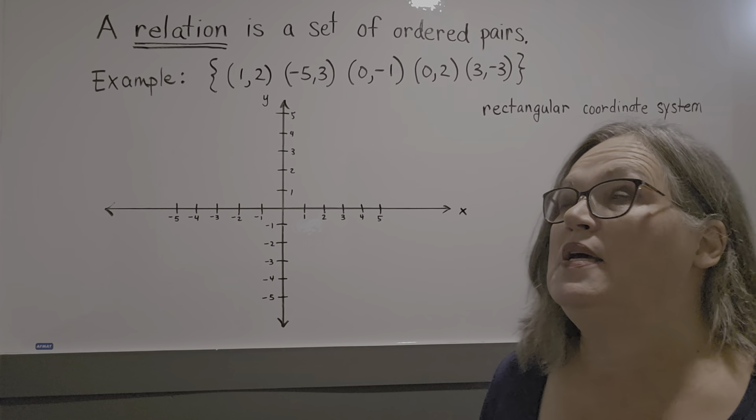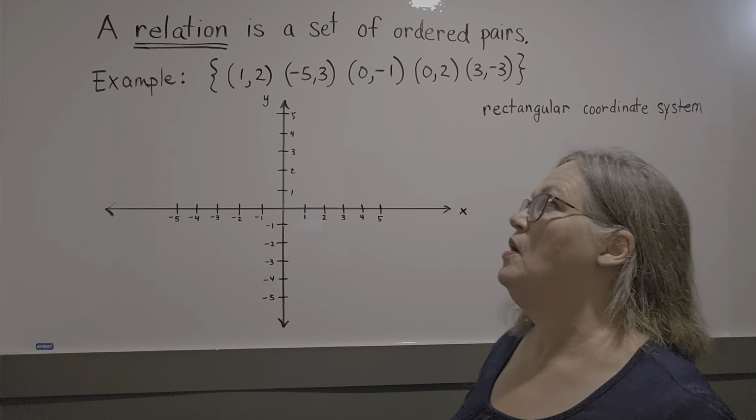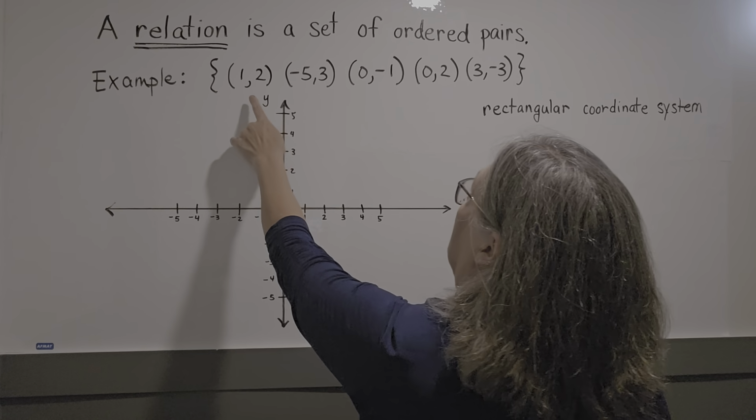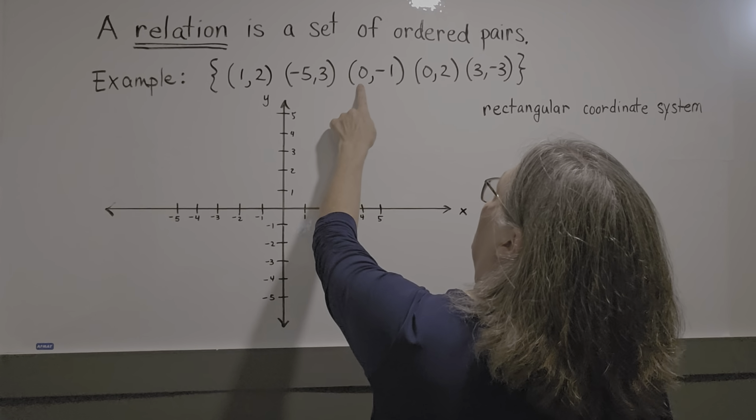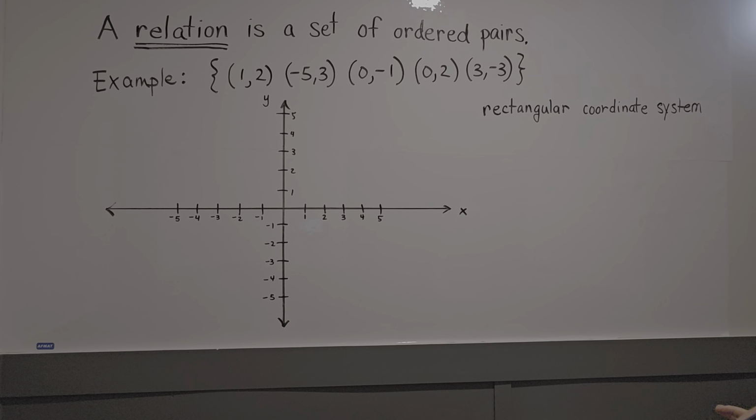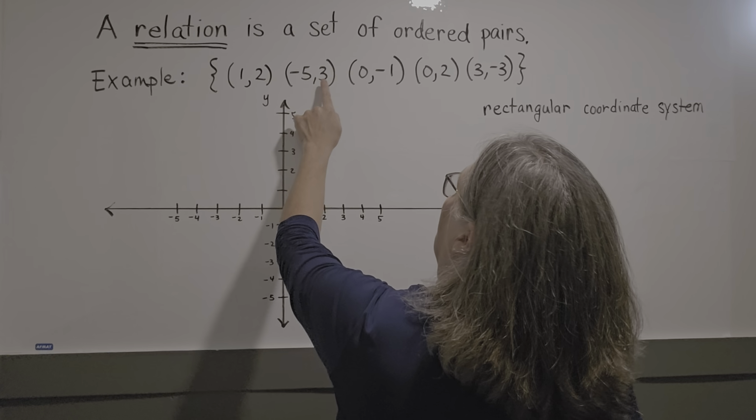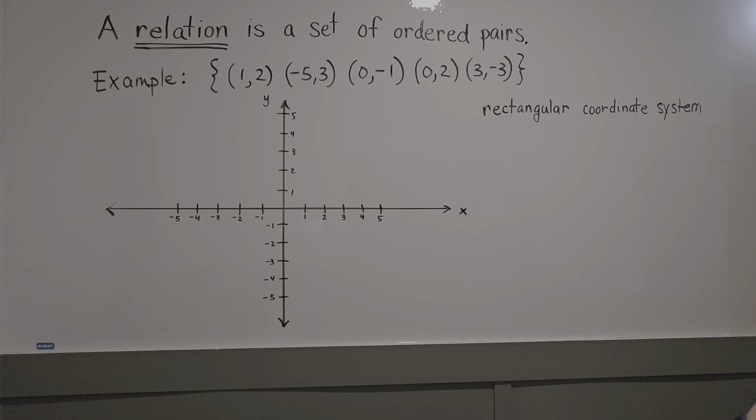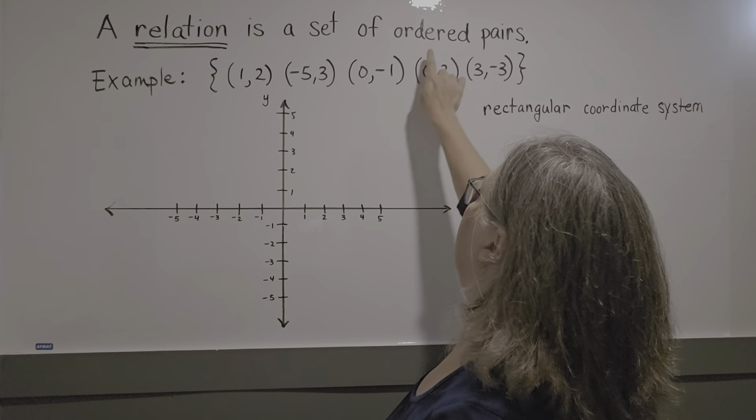A relation is simply a set of ordered pairs. It's that simple. And here's an example. We are ordering them. In other words, these numbers that come first come from one set, which is called the domain. And then these second numbers that are listed after the first come from one set, and that is called the range. And so it's very important that they're paired together a certain way and that they're ordered.